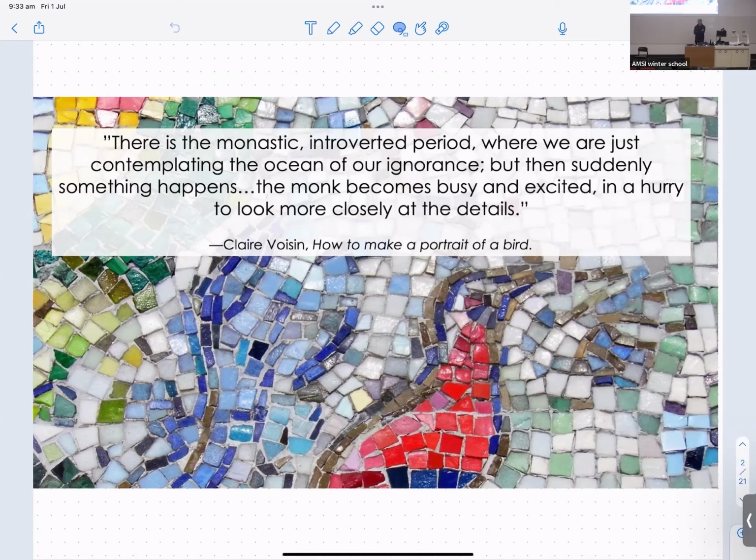And I really love this article. She describes the kind of processes by which you're totally stuck and then you have an idea and then often the idea breaks.